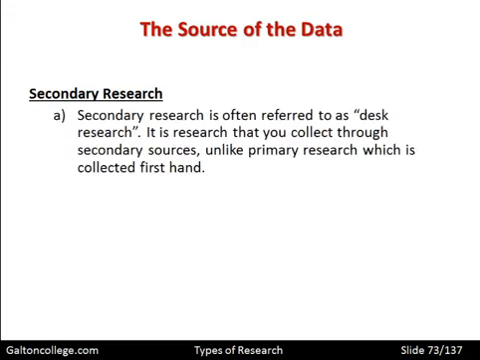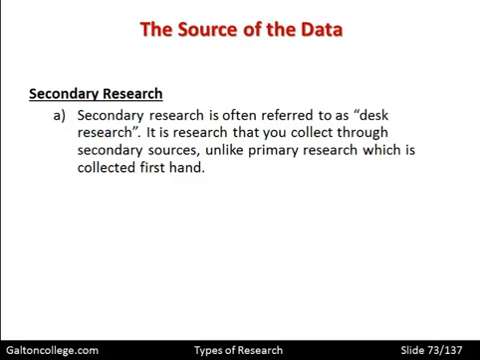Now, secondary research, well, this is often referred to as desk research. It is research that you collect through secondary sources, unlike primary research, which is collected first-hand. So primary is first-hand research, going out trying to get specific answers to specific questions. This research has not been conducted before. But with secondary research, it's like desk research.